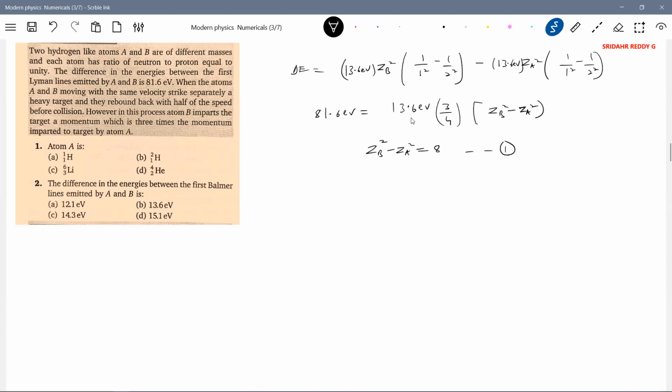So I'll take help of that collision. Something is saying here when the atoms A and B are moving. Look at this last part of the data. Same velocity. So atom A, this will be MA, is moving with a velocity U. It will collide with the heavy target. So this heavy target is there. And they rebound back with half of the speed.